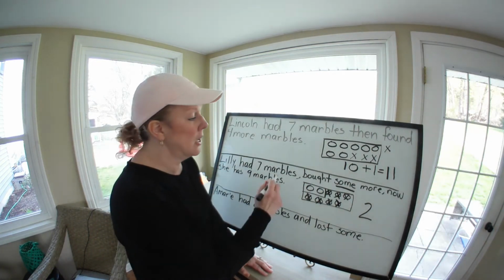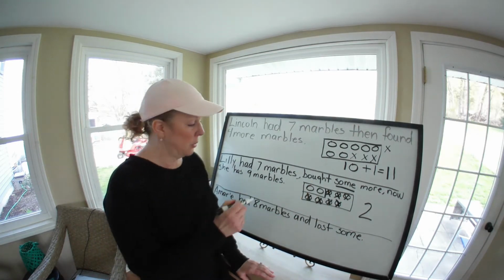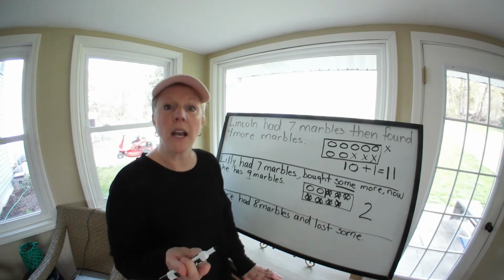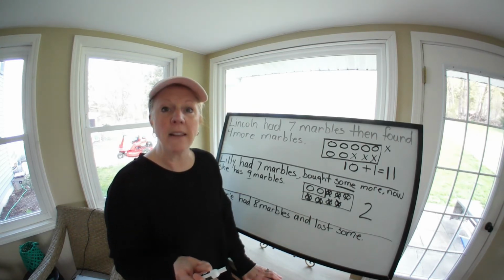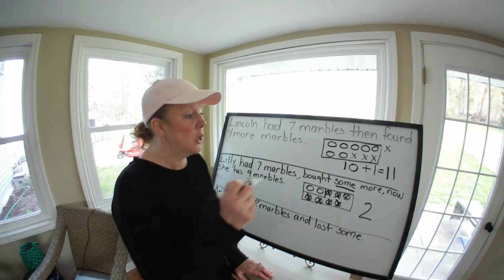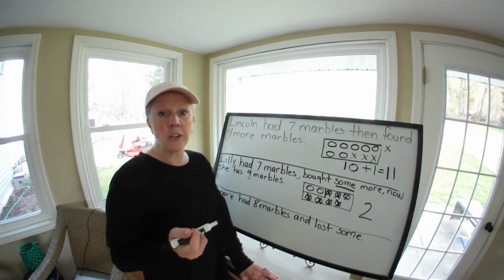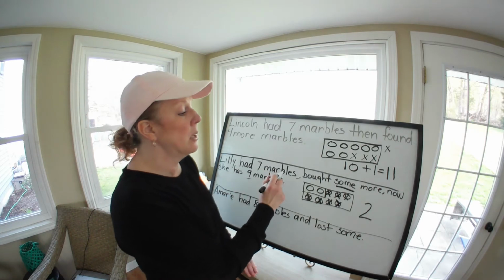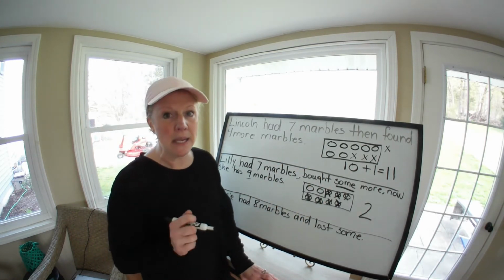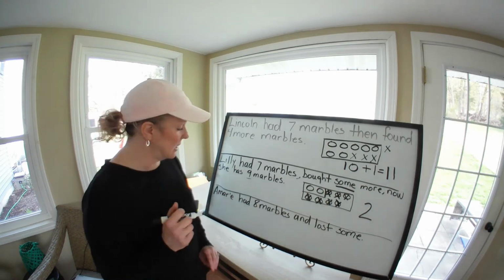So I started with my total, which was she has 9 marbles now, and then I took out the part I knew, which was the 7. That left me with the other part, which is the 2, and that tells you how many she bought. So the word sum, I could actually fill in: Lily had 7 marbles, she bought 2 more, now she has 9, and that makes sense. Let's take a look at our last one.